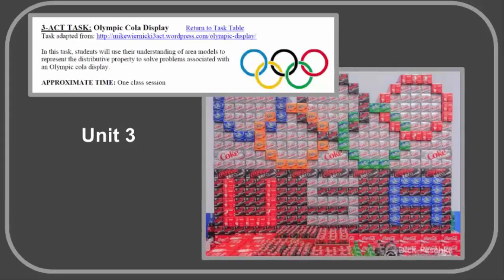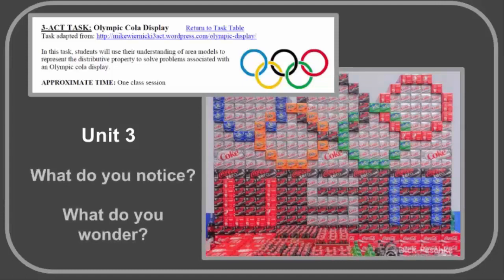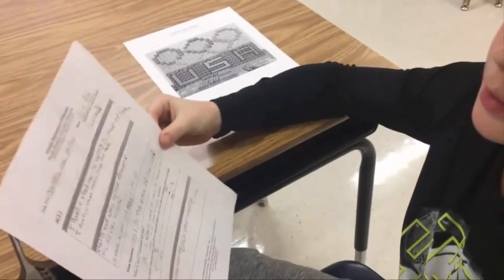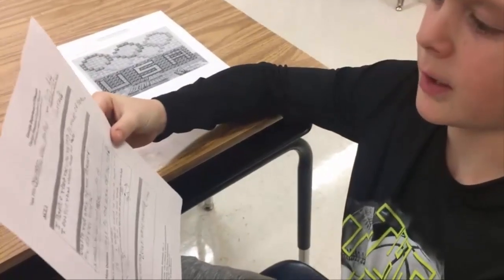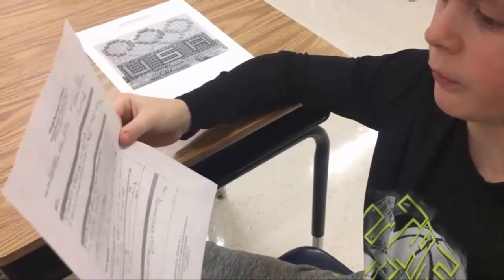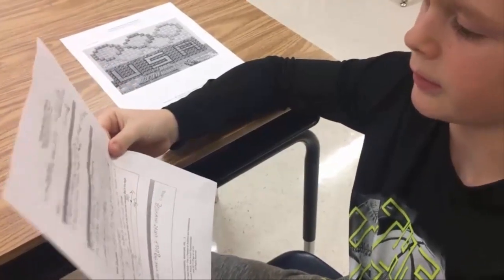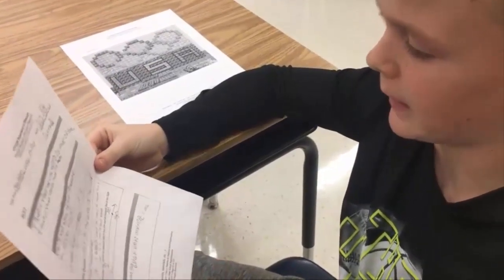The following videos will show how a student used what he noticed and what he wondered about the illustration to solve a variety of area problems. So what did you notice with the picture? I noticed that the USA thing is made of sodas. I also noticed that there is about 100 packs in it.